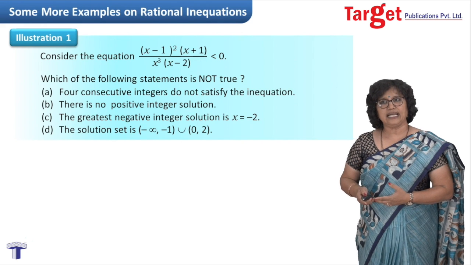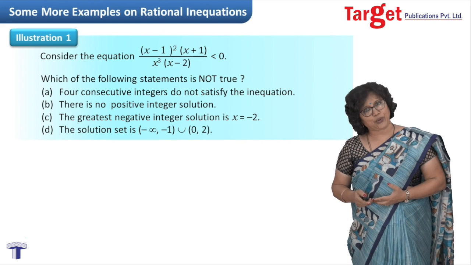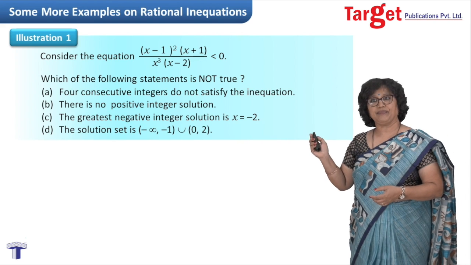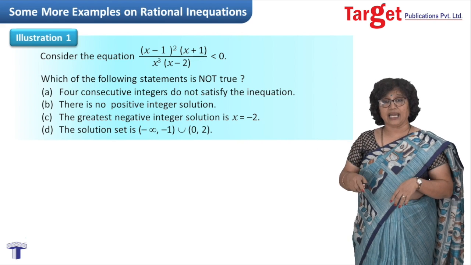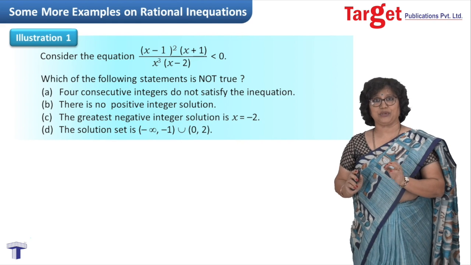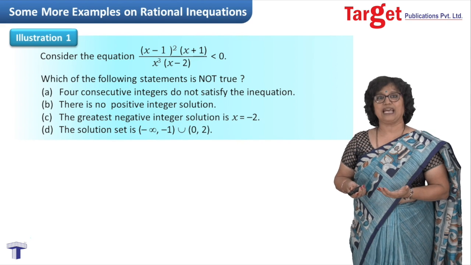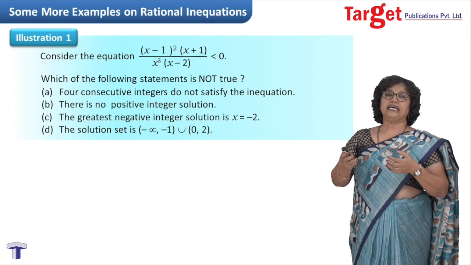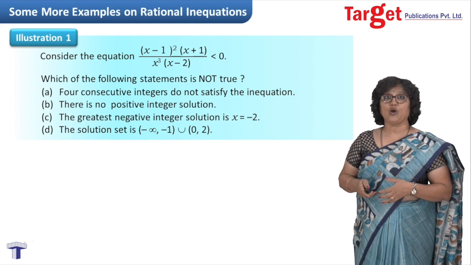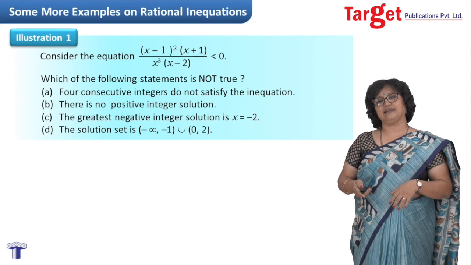Question says that (x minus 1) whole square into (x plus 1) upon x cube into (x minus 2) is less than 0. This is our given inequation. And the question is regarding the statement which is not true. So be careful while answering the question. There could be one or even more statements which are not true. Those 4 options are given in the form of statements. They are not mathematical expressions like what we have used for solution sets, etc.